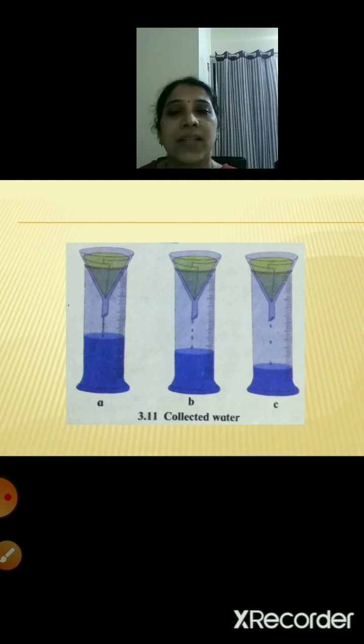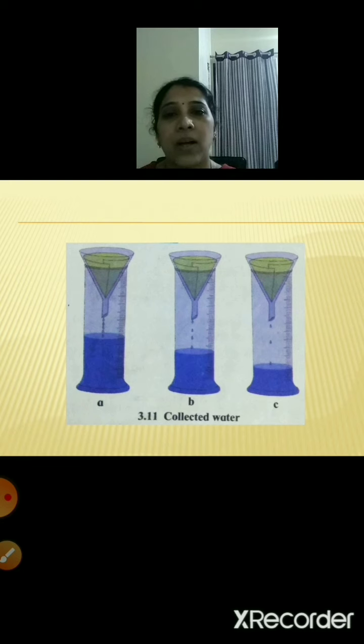Here one experiment has been given wherein you have to take 3 measuring cylinders and 3 glass funnels, plus 3 filter papers. You will make a cone using the filter paper and insert that cone into the glass funnel. Also you will require sand, sandy soil and clay, a test tube, and water. Now you are going to take the 3 measuring cylinders and place 3 glass funnels containing the filter paper in them.